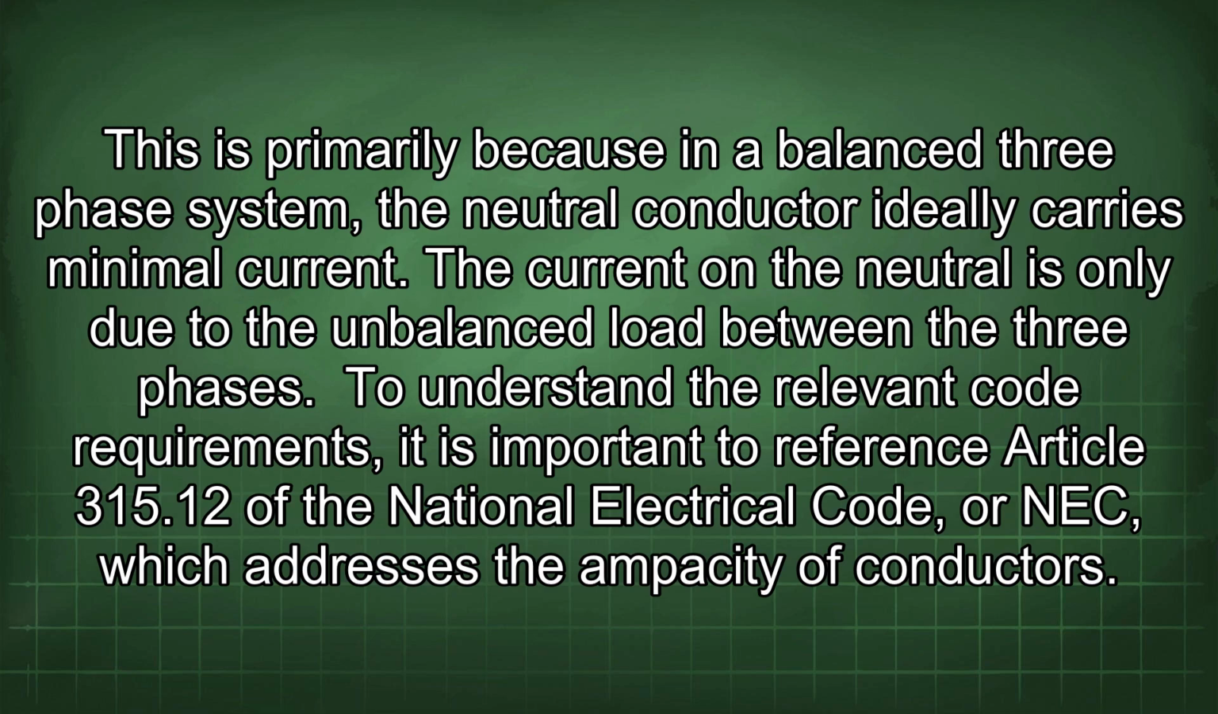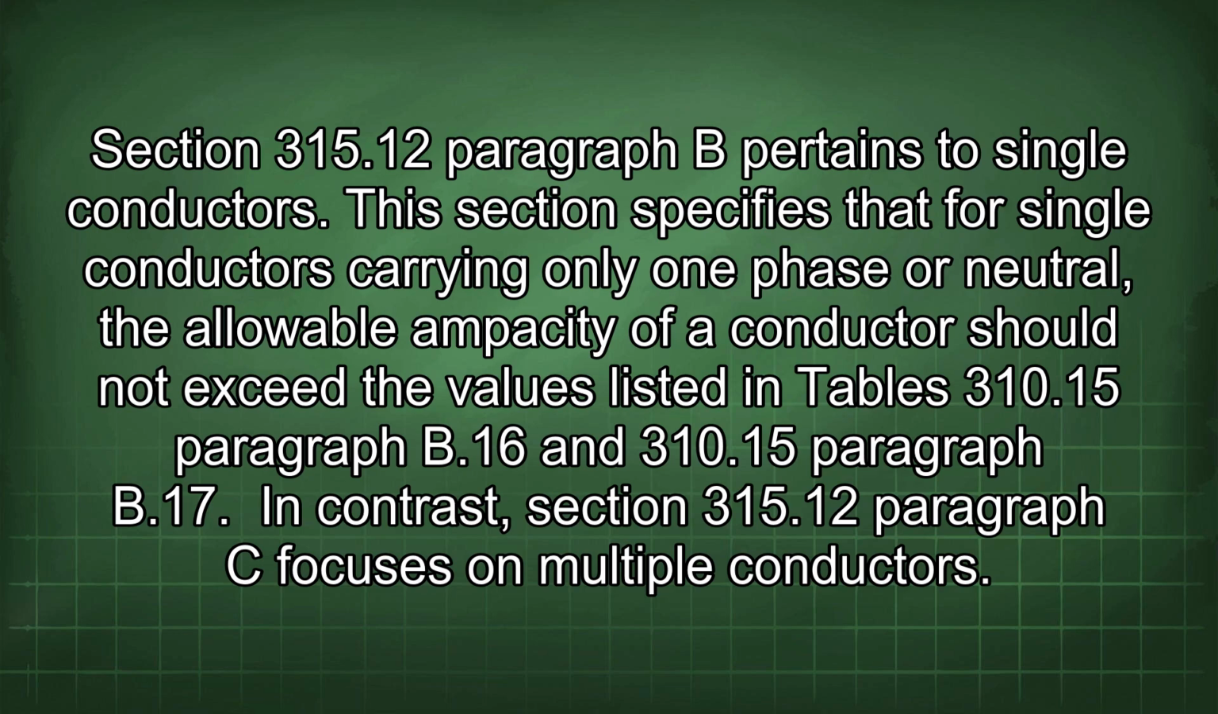To understand the relevant code requirements, it is important to reference Article 315.12 of the National Electrical Code, or NEC, which addresses the ampacity of conductors. Section 315.12 paragraph B pertains to single conductors. This section specifies that for single conductors carrying only one phase or neutral, the allowable ampacity of a conductor should not exceed the values listed in tables 310.15 paragraph B16 and 310.15 paragraph B17.